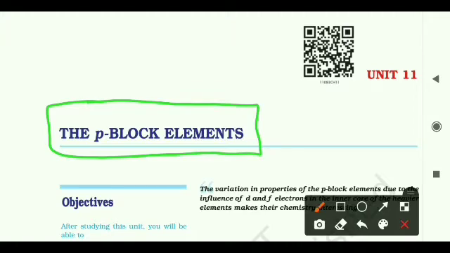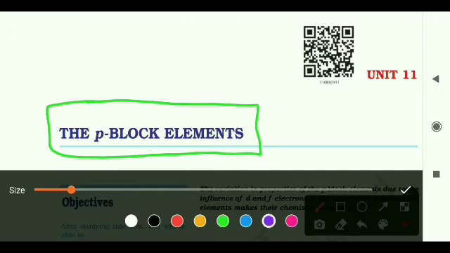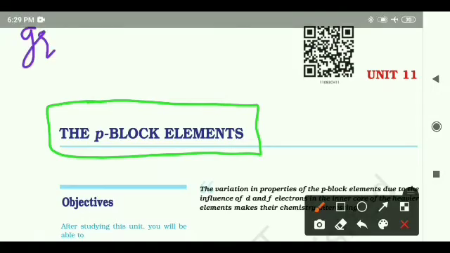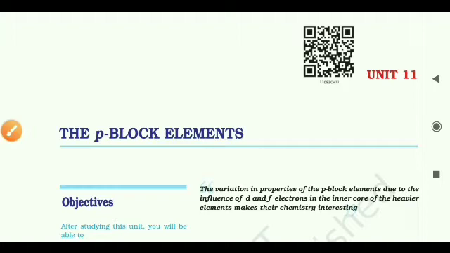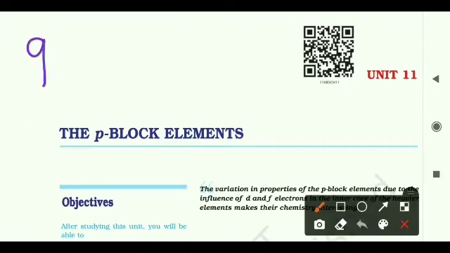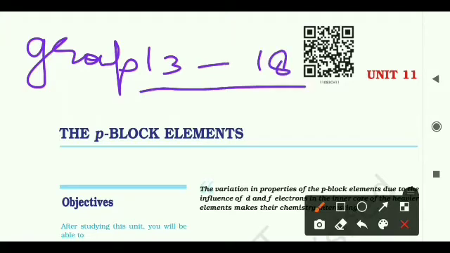Now first of all we have to know the groups of the periodic table which represent the p block. So from group number 13 to group number 18, all the elements come in the p block. Group number 13 to group number 18, there are 6 groups. So all the 6 groups come in the p block.